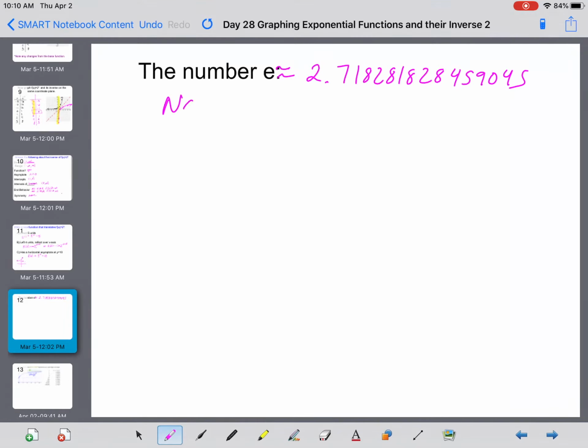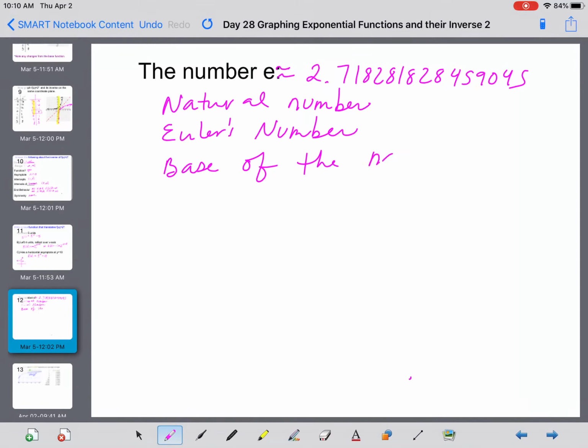And e is referred to as the natural number. It's going to show up in a lot of application problems, especially for you folks who are doing some type of science or biology program. You're going to see the number e a lot with certain growth models. It's also referred to as Euler's number. I know you want to pronounce that as Euler, but it's pronounced as Euler. And the other big thing I'm just going to say about the number e is it's the base of the natural logarithm. I know that means nothing to you right now, but it will after our next couple of lessons.